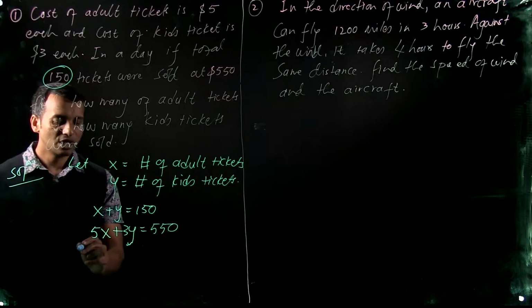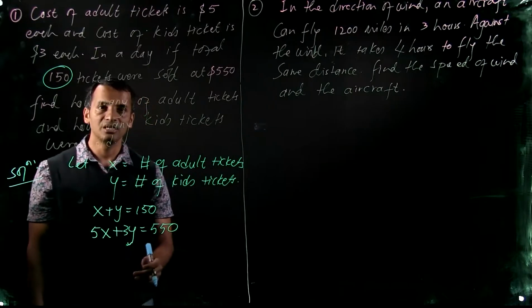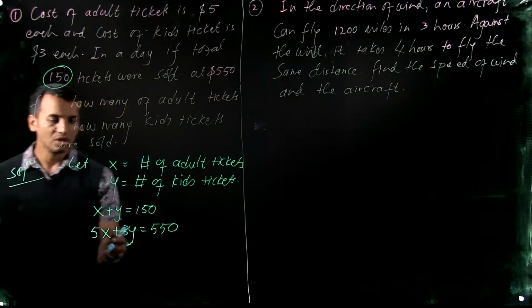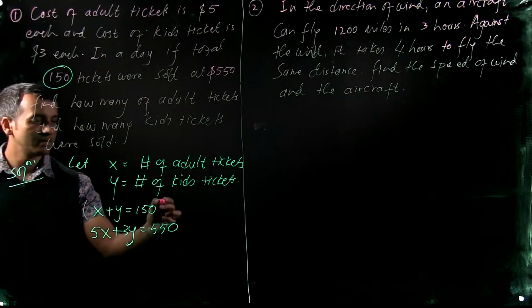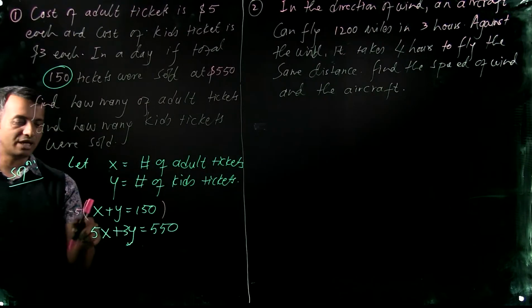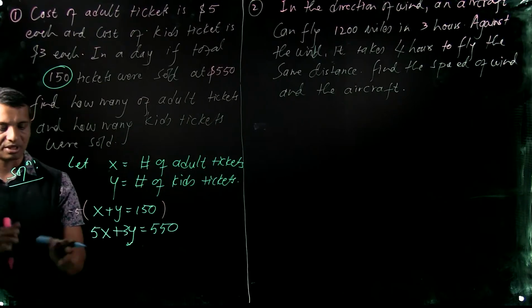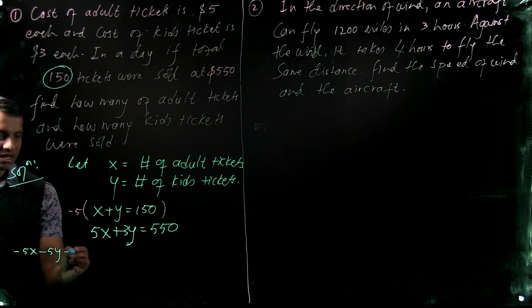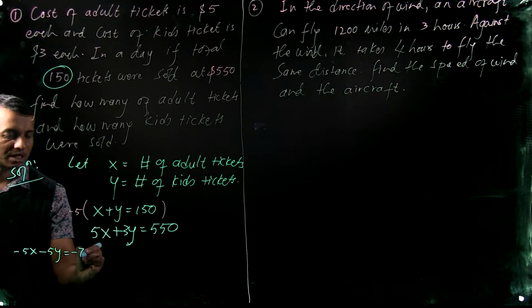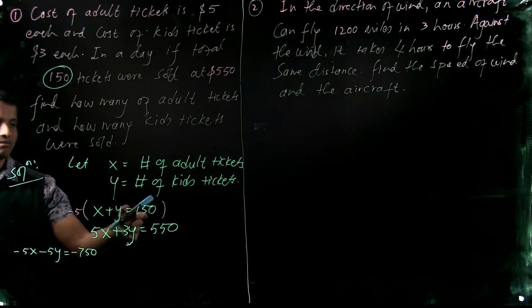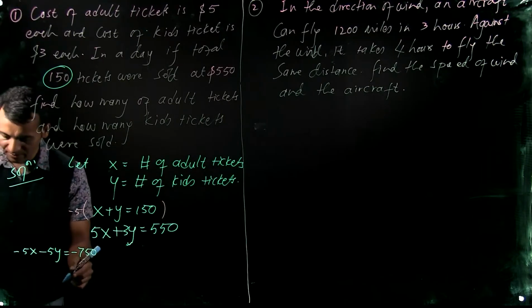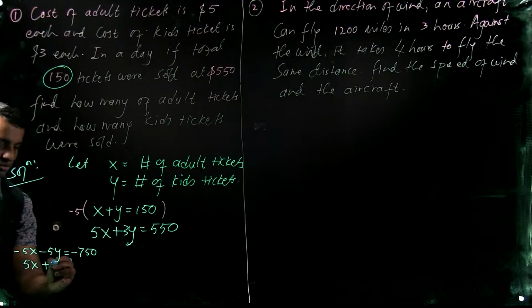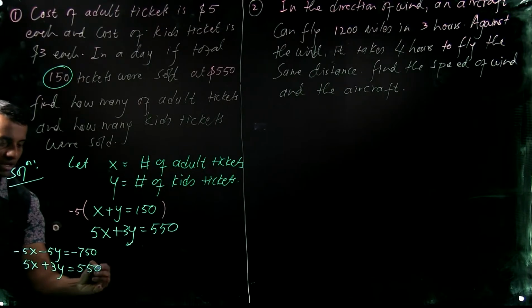Now you want to solve these two equations. You can use the elimination method, that's the easiest one, or you can use the substitution method too. That's perfectly fine. So I would multiply the first one by negative 5. Then you will get negative 5x minus 5y equals negative 750, because negative 5 times 150 is negative 750. Similarly, the second equation you write by itself, so it will be 5x plus 3y equals 550.